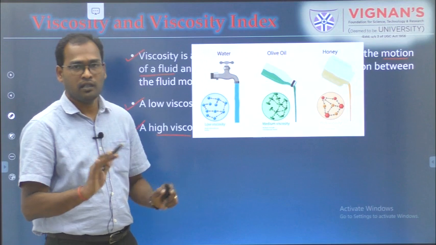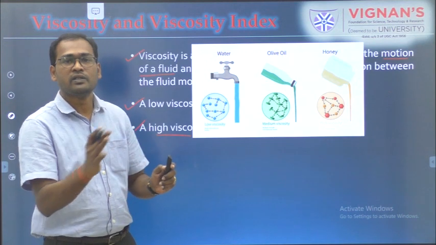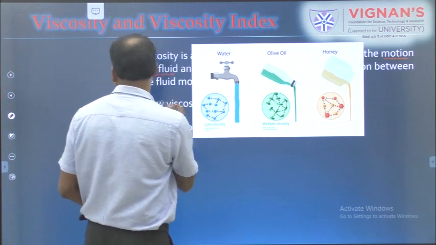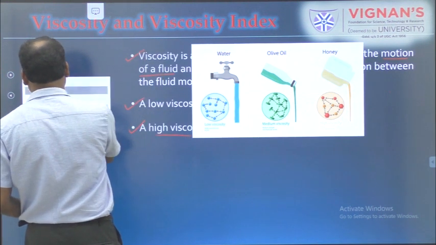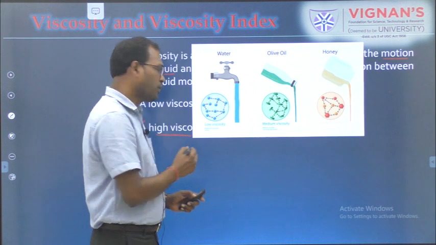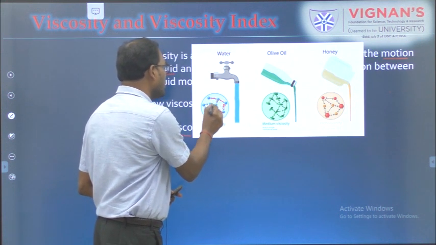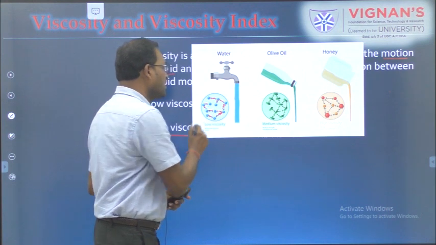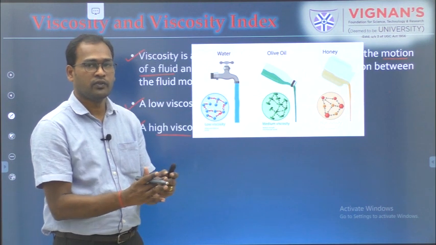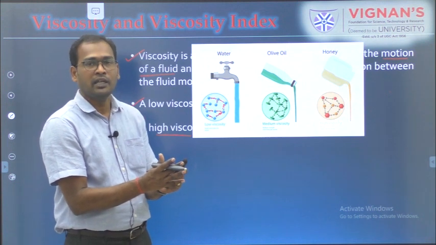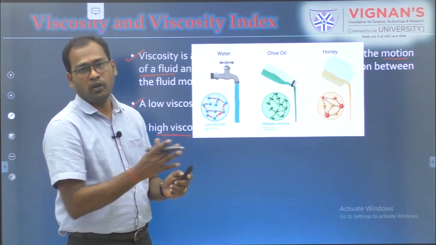This is a simple example of the different viscosities of different systems which we use in our day-to-day life. This is normal water. You can see the arrows joining the adjacent molecules, and you can see there are not many attractive forces between these water molecules. Even if there is an attractive force, it is not hindering the free flowing of water.